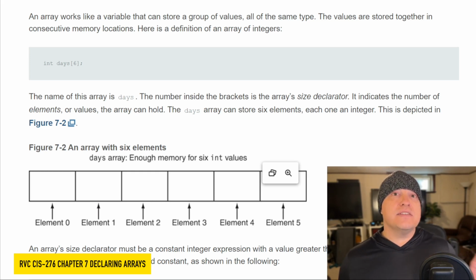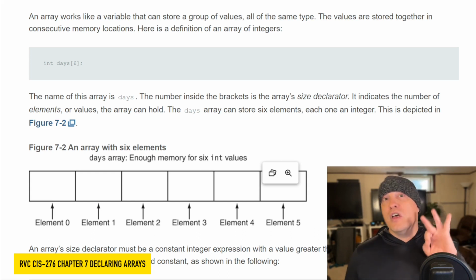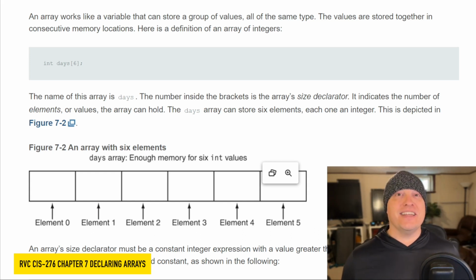So days sub 0 is the first element in the array. Days sub 1 is the second element in the array. Days sub 2 is the third element in the array. Remember, we always use that n minus 1. The number minus 1 helps us refer to the element in the array that we are referring to.